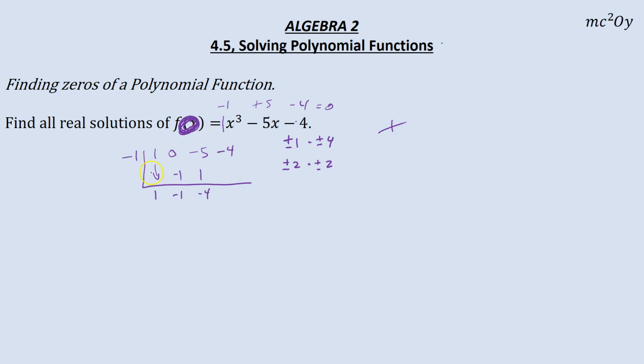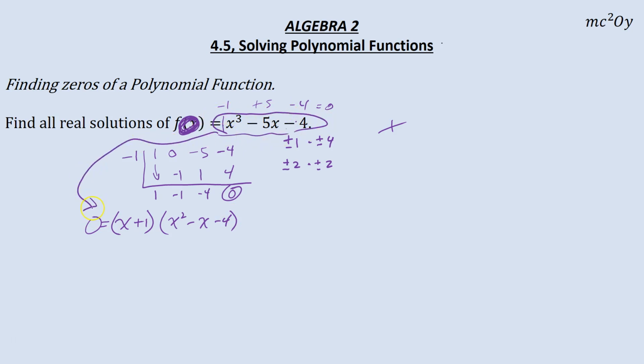Oops, that's supposed to be a negative 4. I was like, man, that's not going to work. Negative 1 times negative 4, that's positive 4. Good thing I messed up and then had that negative, and that gives me 0. So I now have x plus 1, that's this piece, then x squared minus x minus 4. All of that equals 0, so this whole thing has been factored to that.